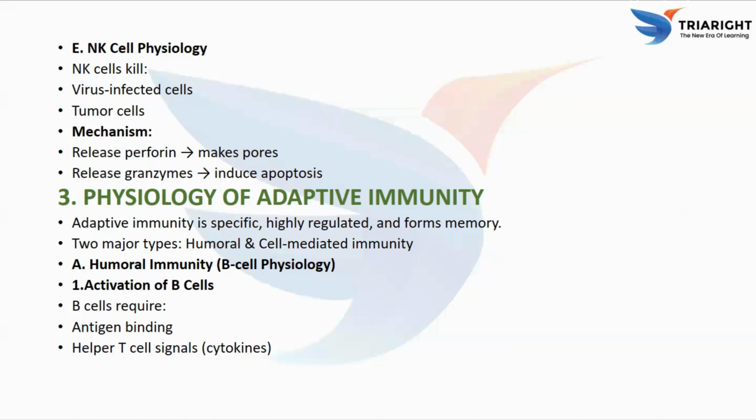So what happens after activation? B cells differentiate into plasma cells, like antibody factories. They produce large amounts of IgM, IgG, IgA and IgE. And they also differentiate into memory B cells. They live for years. They respond quickly upon re-exposure.